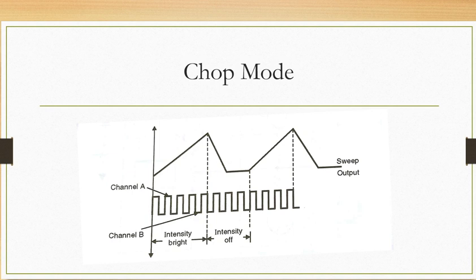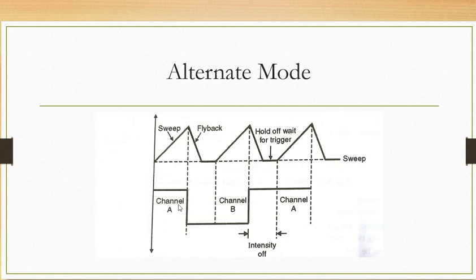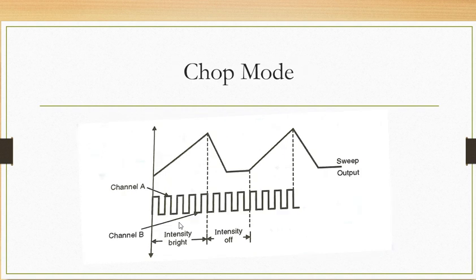In the chop mode, the electronic switch will make several transitions or changeovers from one channel to the other channel during one sweep. Here you see the changeover action happens in the flyback time only in alternate mode, and one full sweep is used for one channel. But in this chop mode, within the sweep itself, the electronic switch will make several changeovers from one channel to another during one sweep.